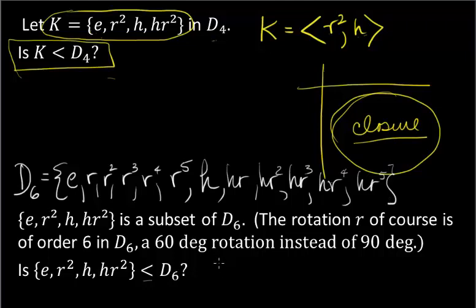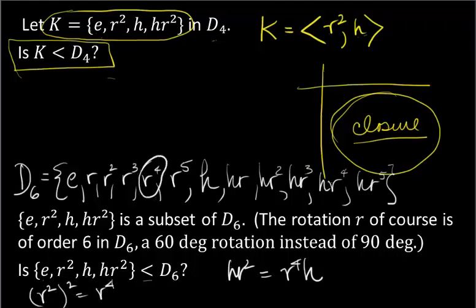Well, we don't have closure, do we? Because if we look at all the elements here, we have r squared, we have hr squared, but hr squared is equal to r to the 4th h. And so we have to use this computation rule to see if we have everything. Let's see, we have h squared is e, and r squared is r to the 4th, which is not the identity in D6. So this is not a subgroup.